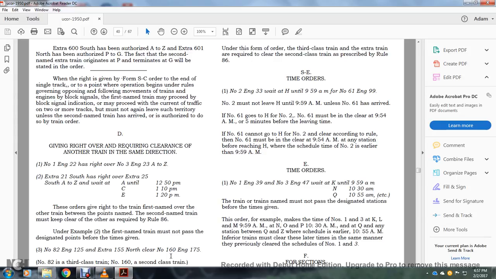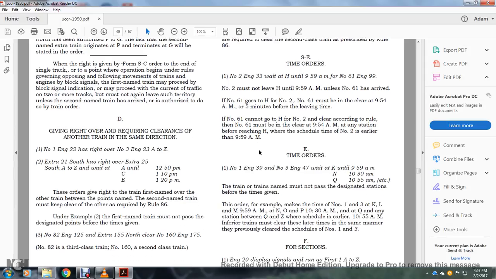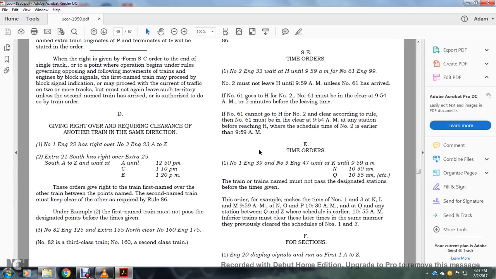If number 61 goes to H for number 2, number 61 must be clear at 9:54 a.m., or 5 minutes before leaving time. If number 61 cannot go to H for number 2, clear according to the rule, number 61 must clear at 9:54 a.m. at any station before reaching H where the scheduled time of number 2 is earlier than 9:59 a.m. Form E, time orders.